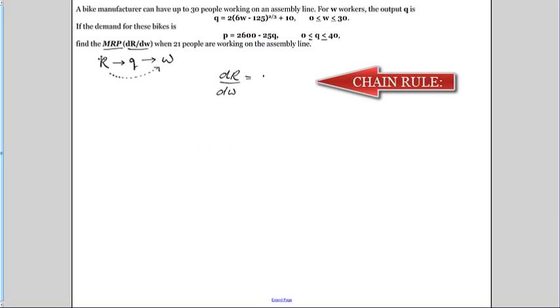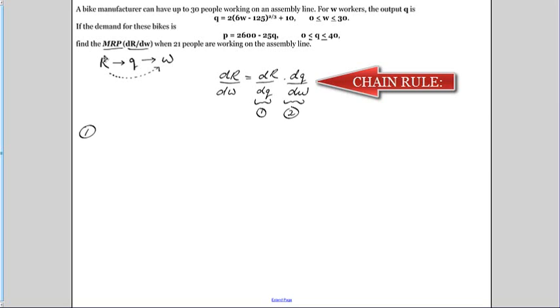So this uses the chain rule. In this case, we have dR/dW equals dR/dQ times dQ/dW. So we will compute these factors separately and then multiply them together after.